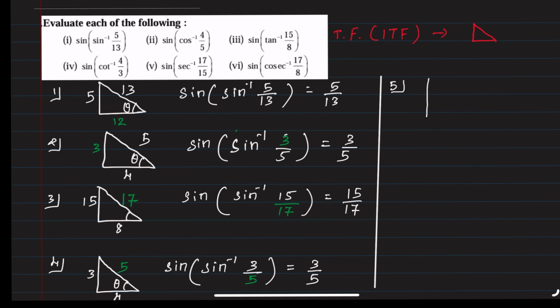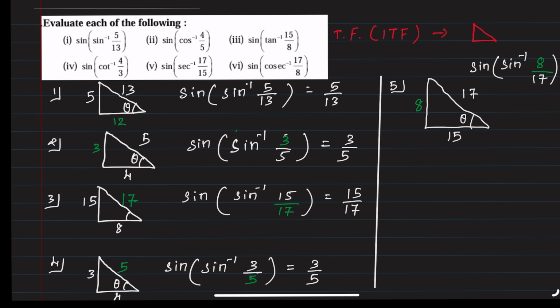Sec inverse. Again, the right angle triangle method. Sec is always hypotenuse upon adjacent, the opposite of cos. So according to the triplet, the third value should be equals to 8. We need sine theta. So this can be written as sine of, now instead of sec inverse, I will write sine inverse, opposite upon hypotenuse. So 8 upon 17. So our final value should be 8 by 17.